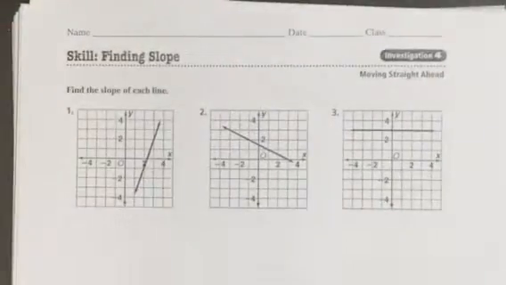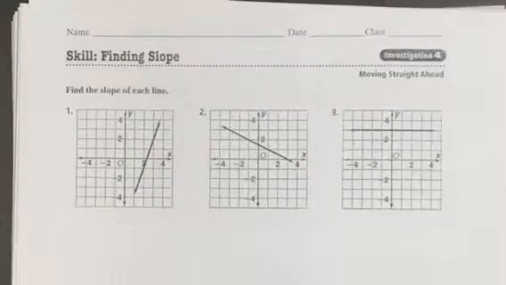Okay, this lesson's all about finding the slope of each line. So the easiest way to do a problem like this is to pick 2 points on the line and find the rise over the run. That's what slope is essentially.